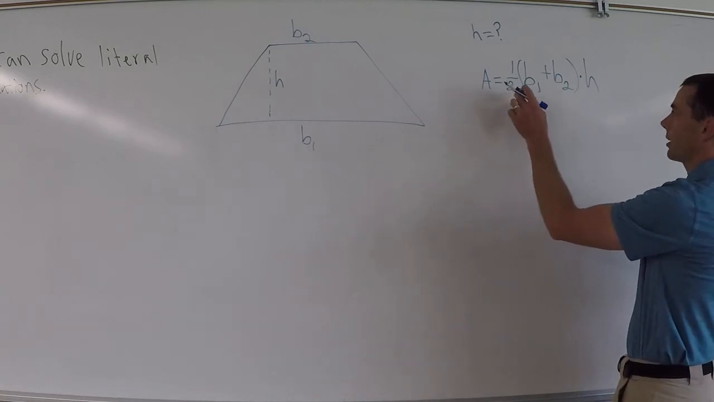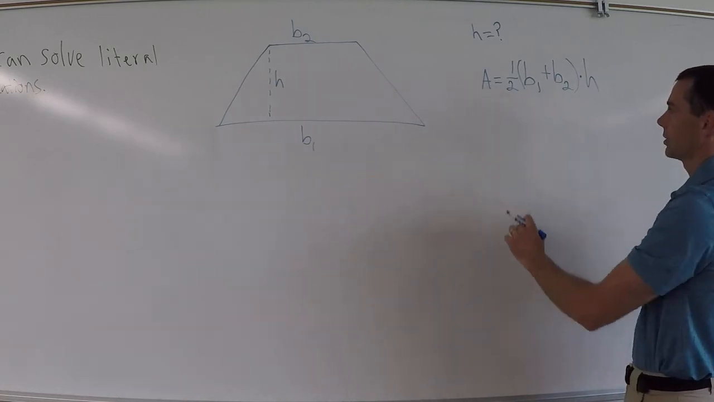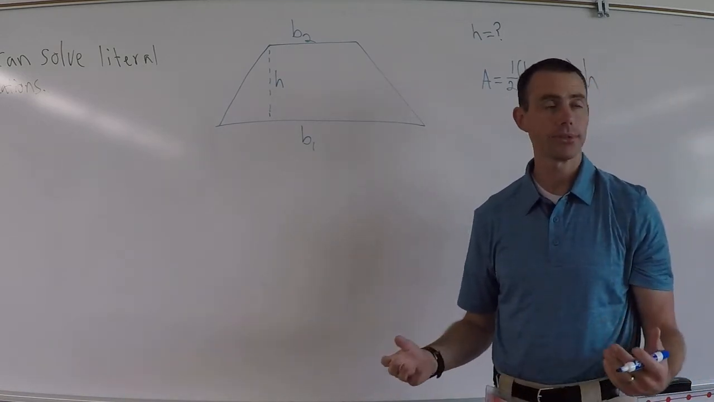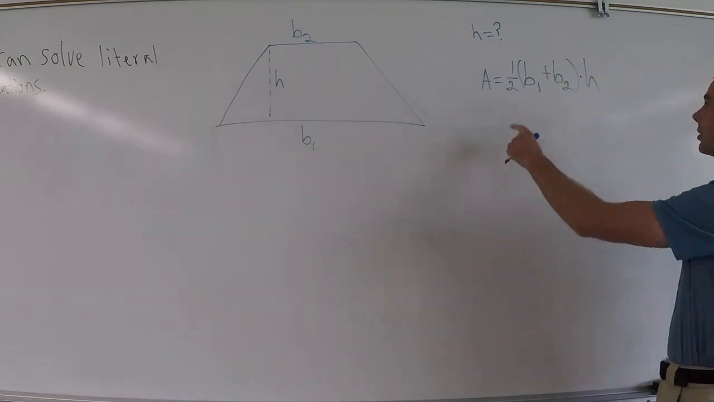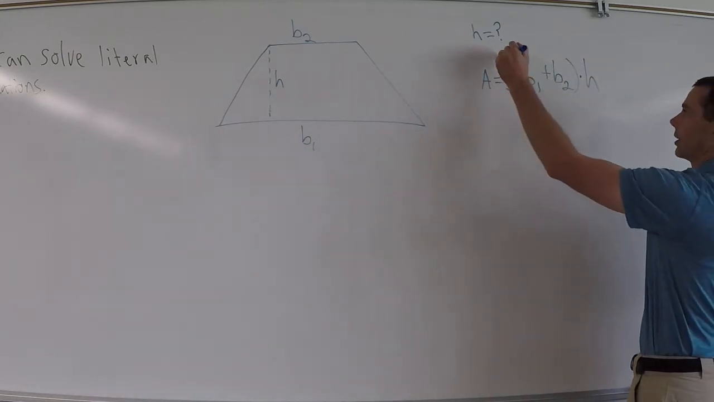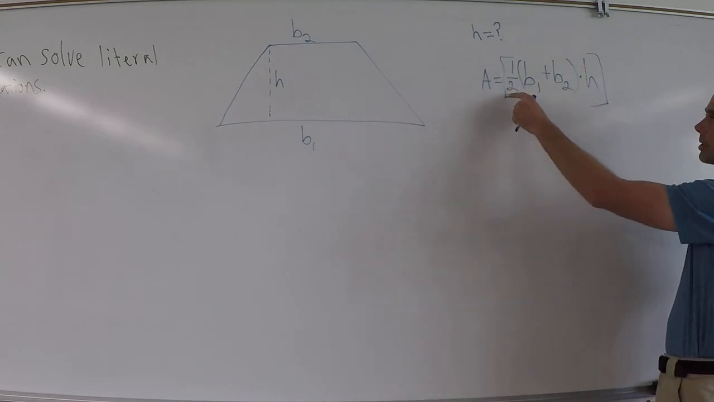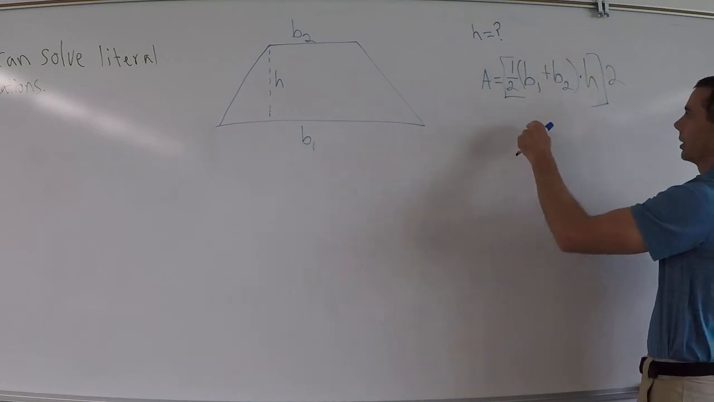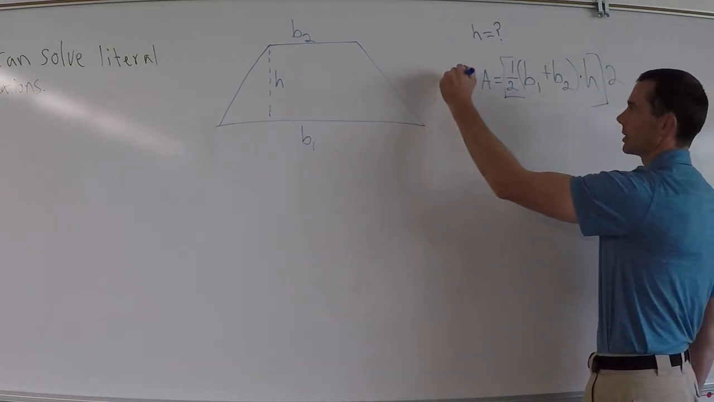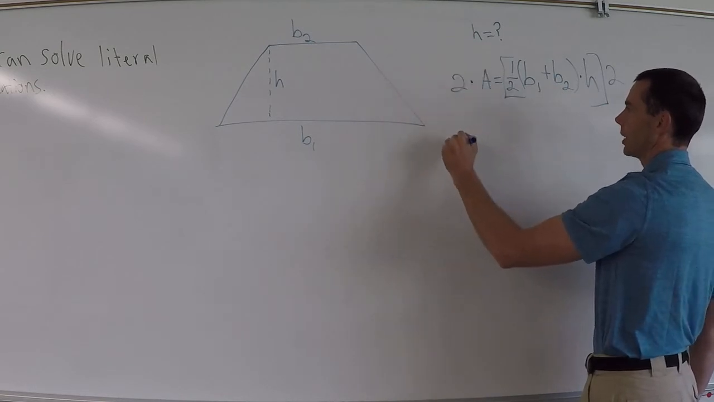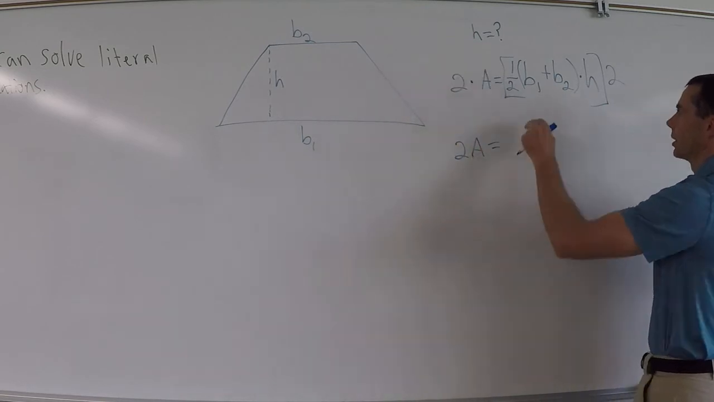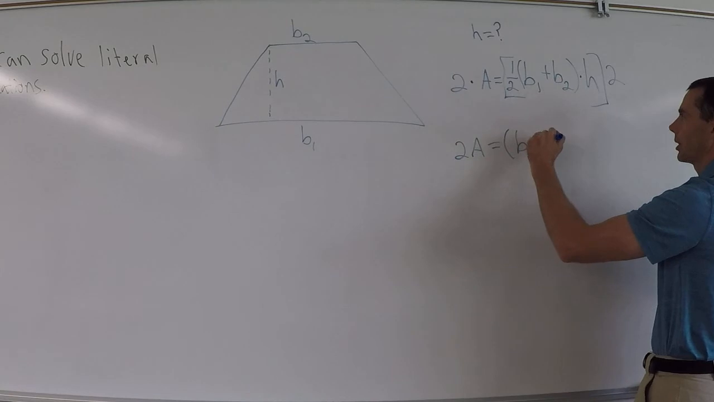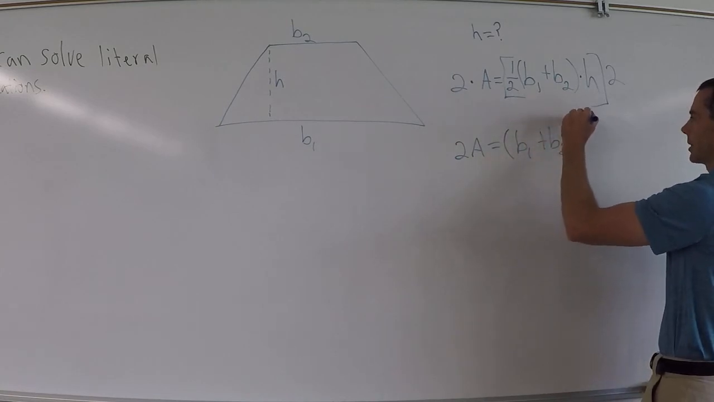So first thing I want to do is get rid of this fraction, because fractions are scary and no one really likes them, and we wish they hadn't been invented, except then we'd all have to eat a whole pizza. Anyway. Okay, so to get rid of the fraction, we're going to multiply everything on this side by the reciprocal of the fraction, which is just the whole number 2. If we do it to this side, we also have to do it to this side, so we're going to multiply this by 2. So now we have 2a equals, and then 2 times 1/2 is just 1, so we're just left with our base 1 plus base 2 times height.